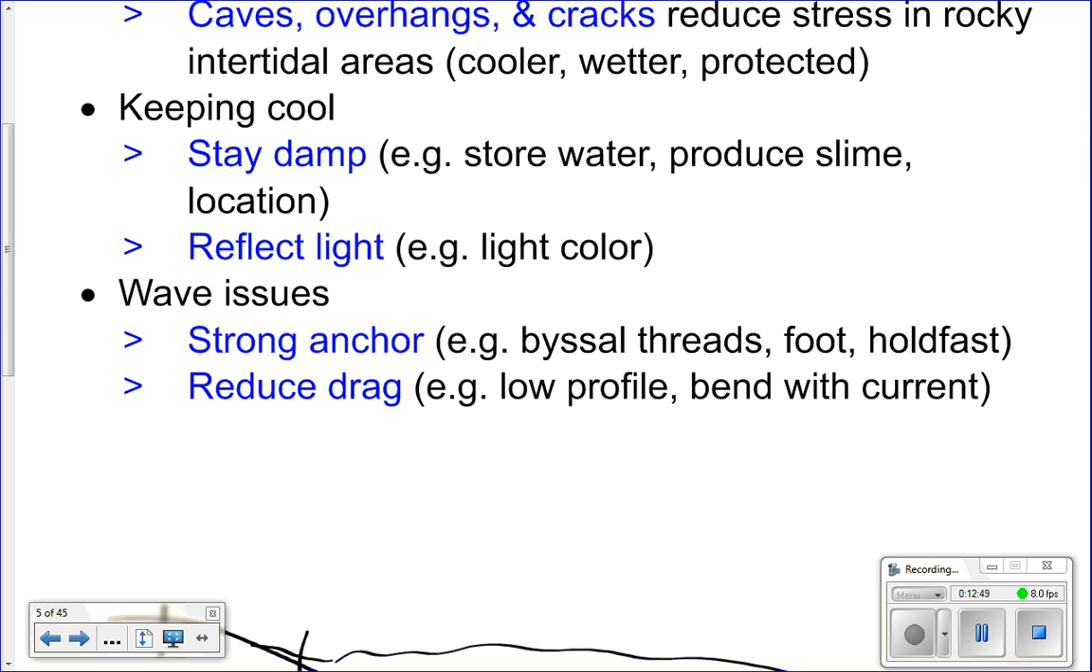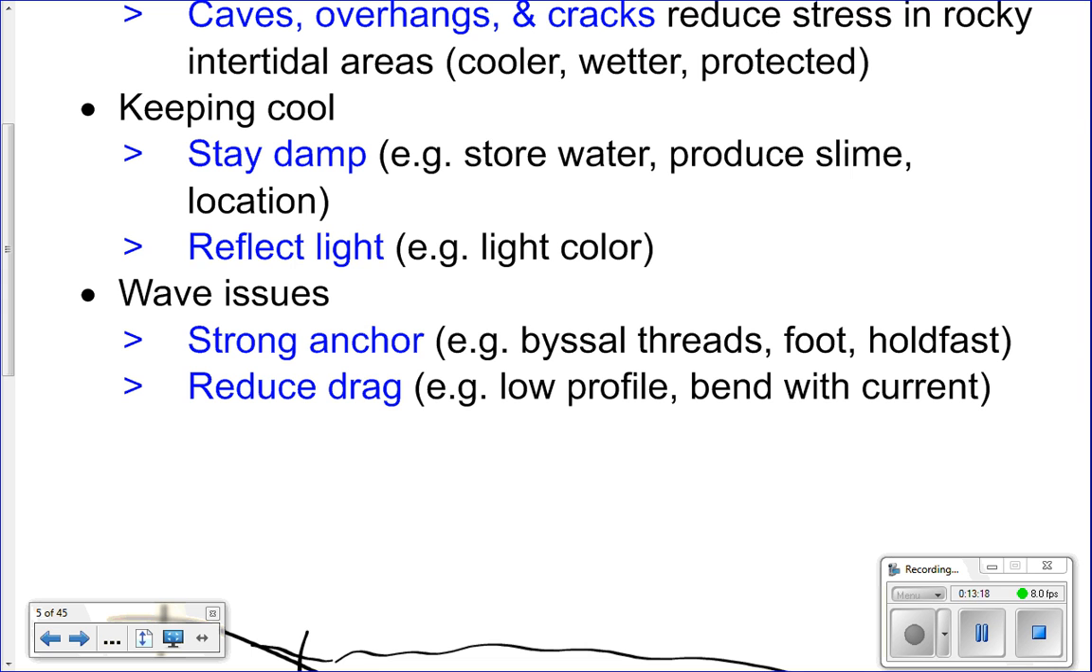They also try and reflect light. So you have limpets and snails and stuff that in the tropics will have white shells. Whereas the same kind of limpet in Maine has a dark shell. Because in the tropics, white helps to reflect light and to keep you cooler. Up in Maine, it gets pretty cold, right? And so the dark shell helps to absorb heat. Does that make sense?